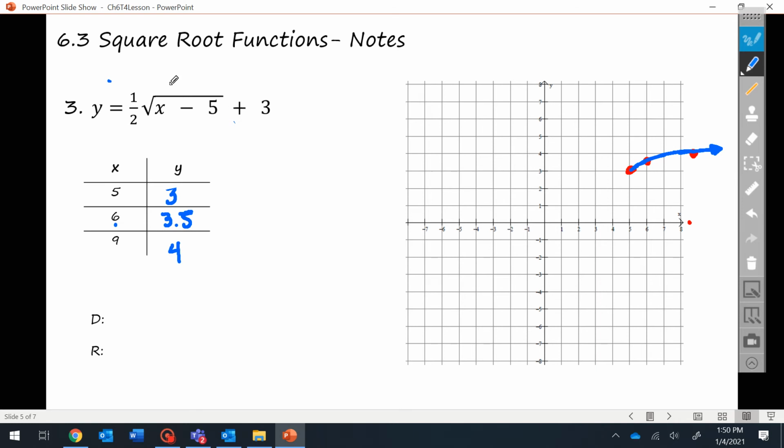Alright, this 1/2 doesn't look like it did a whole lot. What it did is actually crush it. Instead of stretching it out so that it goes like this, it crushed it down. It shrunk it. So the domain here, the lower boundary for the domain is 5, and it does not have an upper boundary, so this goes from 5 to infinity. The range, which is the y-axis, the lower bound is 3, and it doesn't have an upper bound, so this is from 3 to infinity.